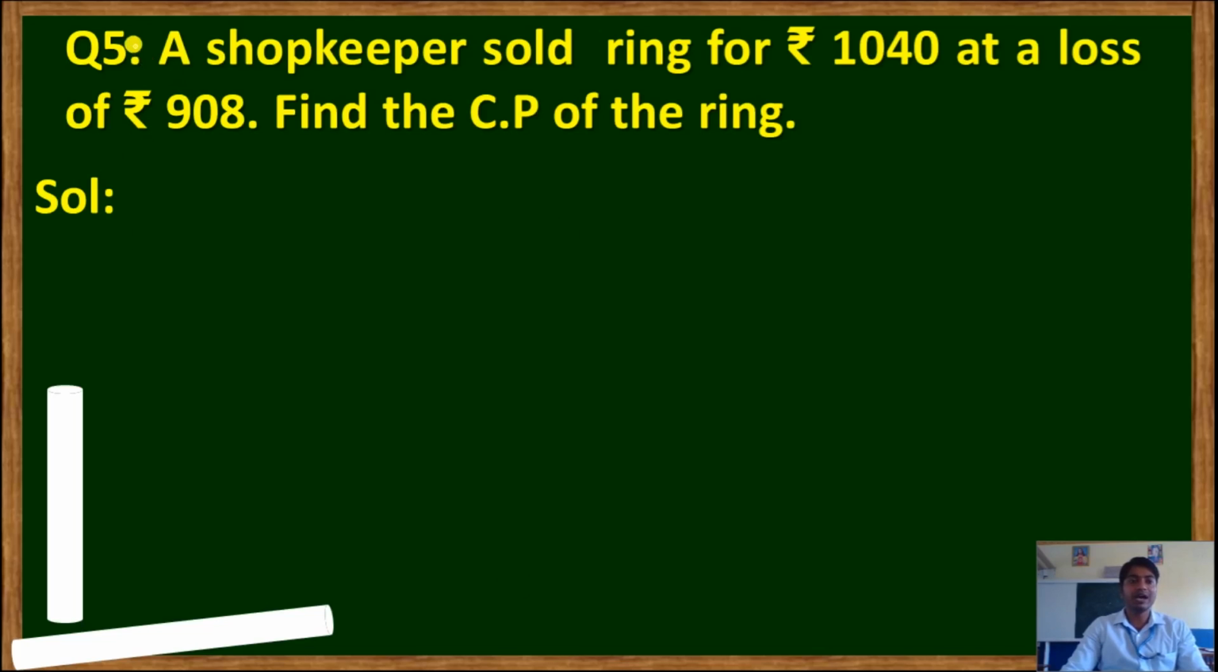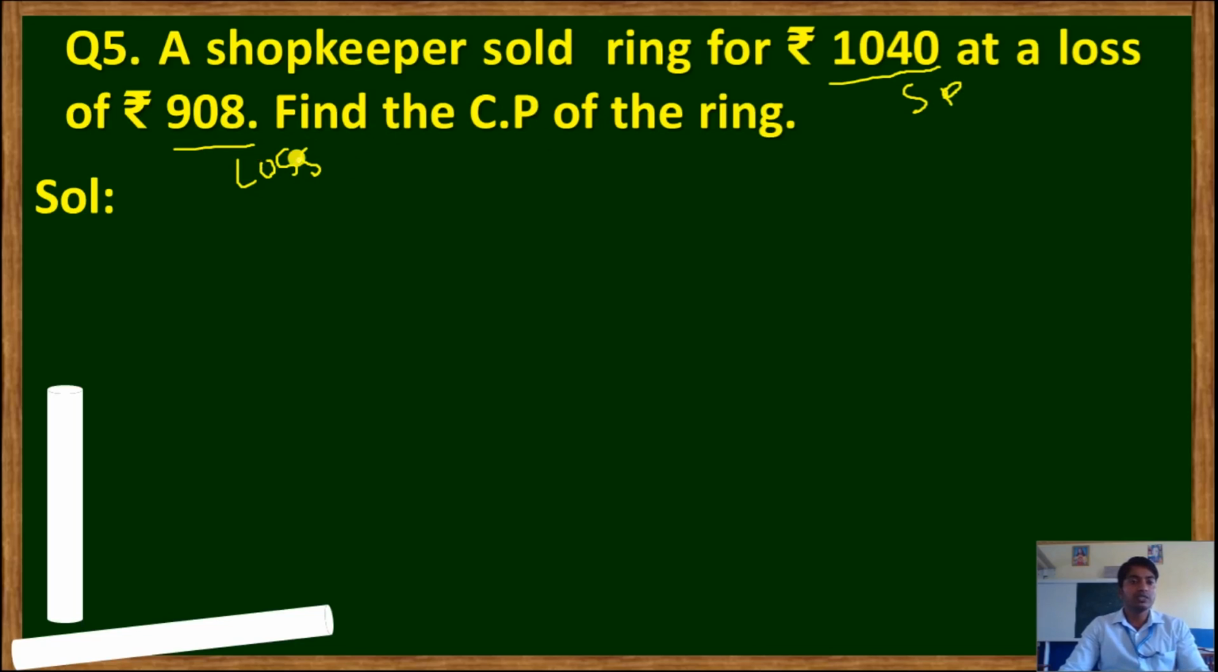Here we have question number 5. A shopkeeper sold a ring for rupees 1040 at a loss of rupees 908. Then find the cost price of the ring. So 1040 is the selling price, and 908 is the loss. We have to find out the cost price.